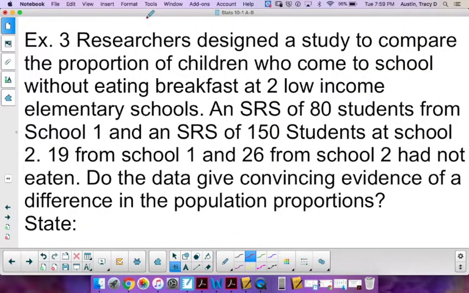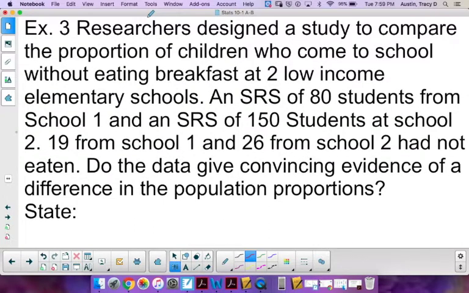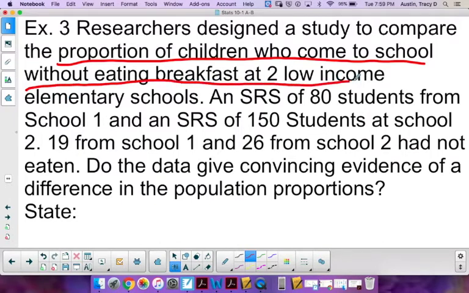And again, we already know how to do an inference test. We've already been doing that. So at this point, this is just showing the steps and doing the work. So, they're comparing the proportion of children who come to school without eating breakfast at two different elementary schools. So there's basically what would end up being in your conclusion and in your state, regurgitating back at them the question they're asking.